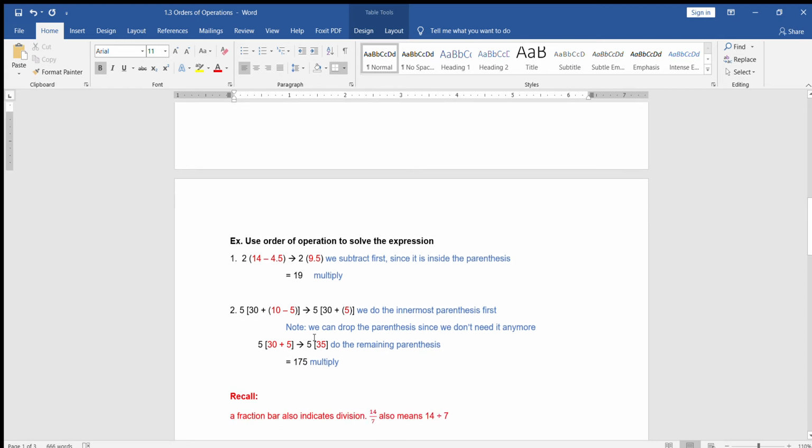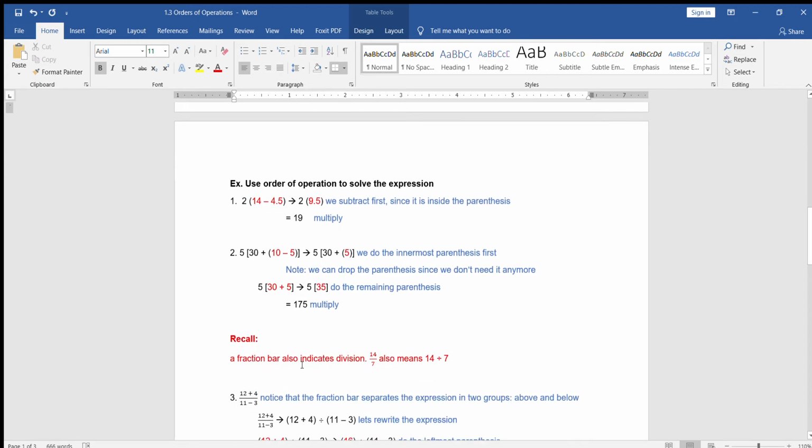So now what we do, we're just gonna do the operation 5 times 30 plus 5. We do the addition because it's in the operation, which is going to be 5 times 35. In this case, again, I'm repeating this because this is important. We simply cannot drop the parentheses here because the parentheses indicate operation. Since it indicates an operation, we cannot simply drop it to get 535. What we do is we actually multiply 5 times 35 to get 175.